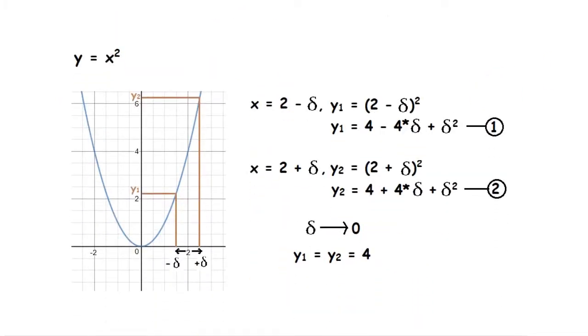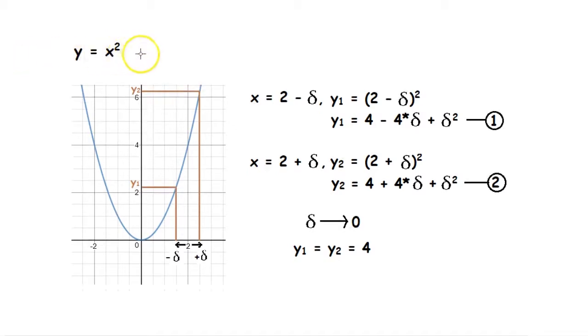Here we have the function y equals x squared. So when x equals 2, y is equal to 4. Let's consider a small increment delta from x. So when x is equal to 2 minus delta, y1 equals (2 minus delta) whole thing squared. So that will give us 4 minus 4 delta plus delta squared. Let this be equation 1.